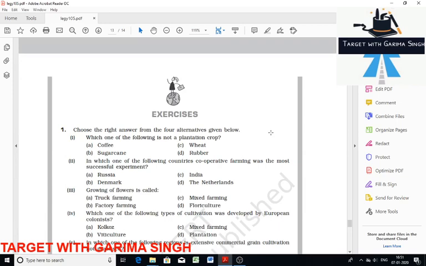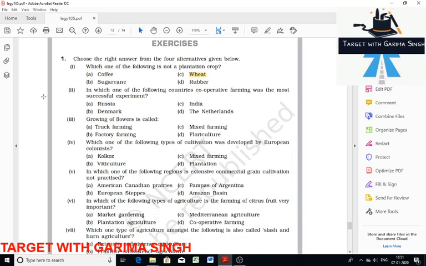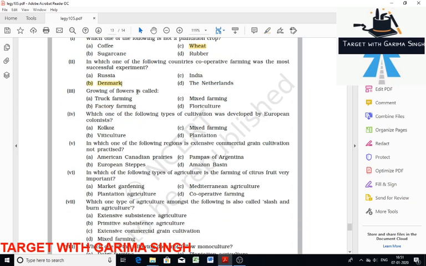So first question is you have to choose the right answer from the given four alternatives. Let's read. Which one of the following is not a plantation crop? It's so obvious. Wheat. In which one of the following countries was cooperative farming the most successful experiment? It was Denmark. We have just studied. Growing of flowers is called floriculture.